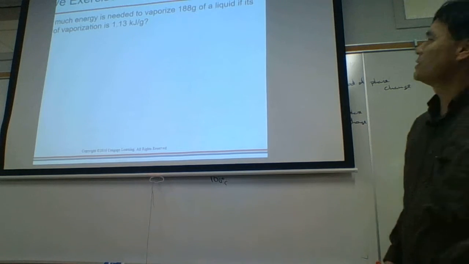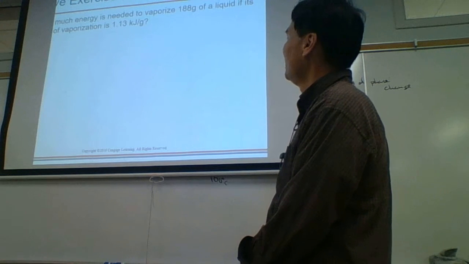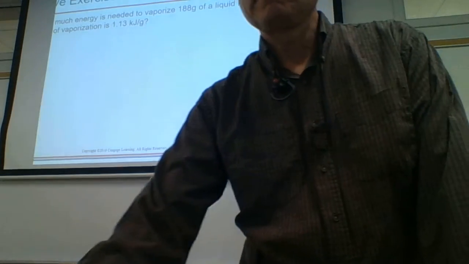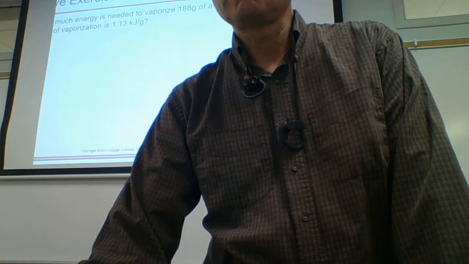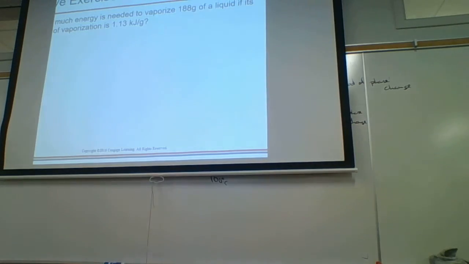So this says how much energy is needed to vaporize 188 grams of a liquid if its heat of vaporization is 1.13 kilojoules per gram. So how would we do that? Take a look here.